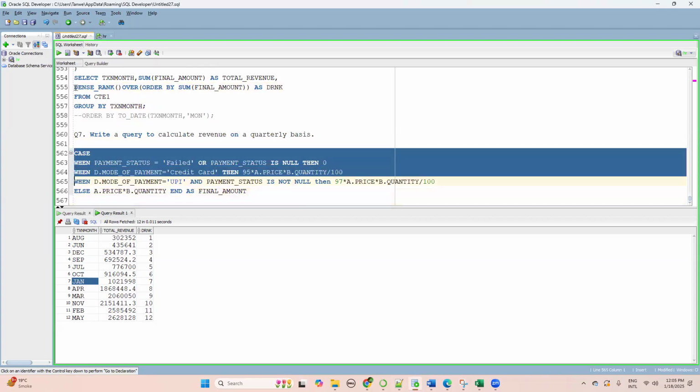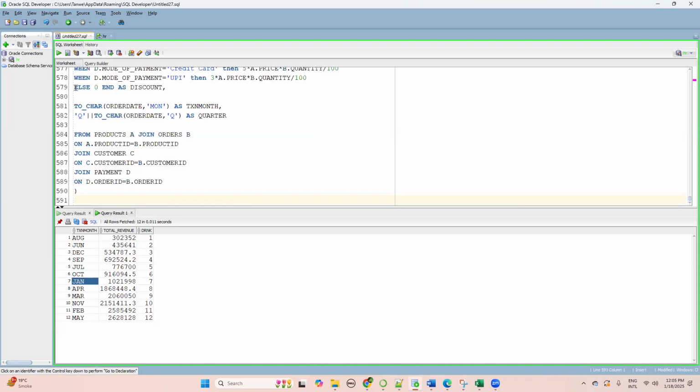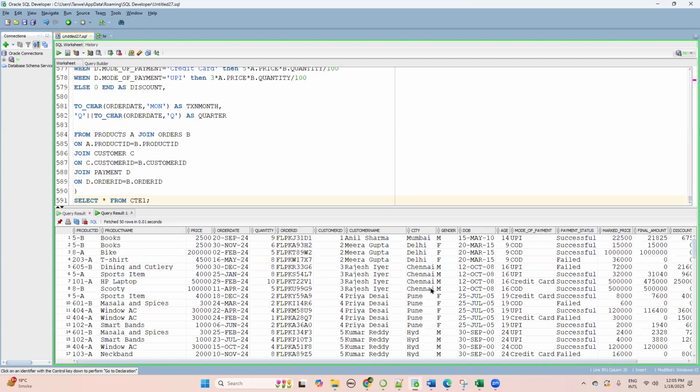Quarter-wise था ना? इसको हटाओ यहाँ से. So this is select a star from CT. Here we have derived all the data. Okay, have all the data, all the joins, right? Now they're asking quarter-wise. So we have quarter here. Where is that quarter?